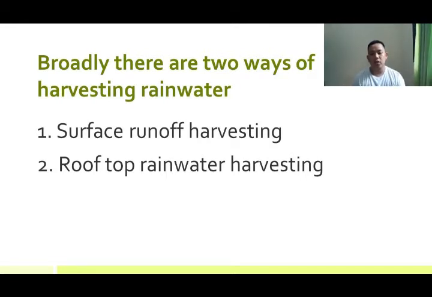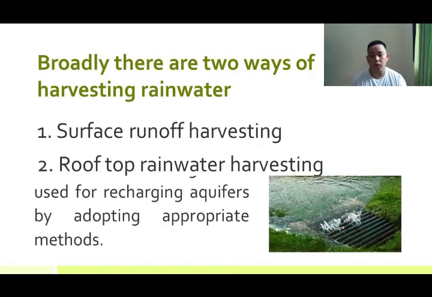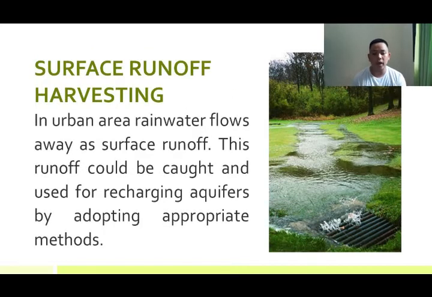So ano nga ba yung surface runoff harvesting? In urban areas, rainwater flows away as surface runoff. This runoff could be caught and used for recharging aquifers by adopting appropriate methods. Sa urban areas, syempre puro konkreto naman dun.